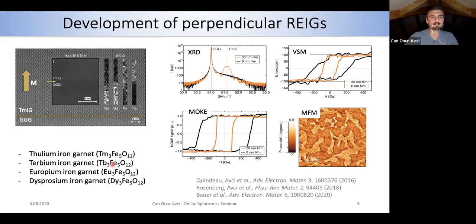So terbium iron garnet, europium iron garnet, dysprosium iron garnet, and also, I forgot to add it here, gadolinium iron garnet. All these materials have later on been synthesized, and the growth of these materials became more or less standard.